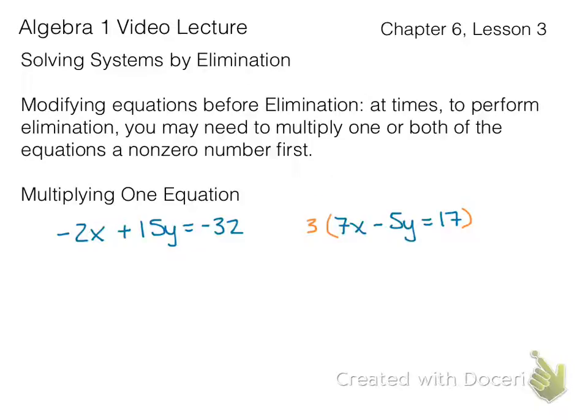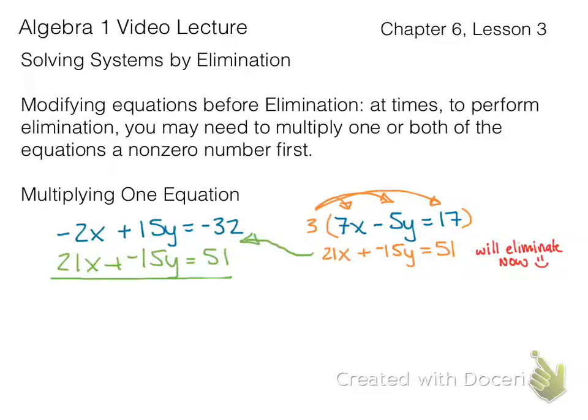Whole thing by 3. So 3 times 7x is 21x. 3 times negative 15y is negative 15y. And 3 times 17 is 51. So now I've modified this equation so that it works out really well with elimination for my other one. So now it's time to line them up. We'll eliminate now.